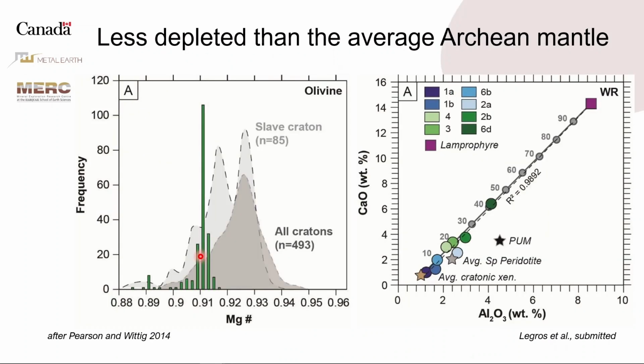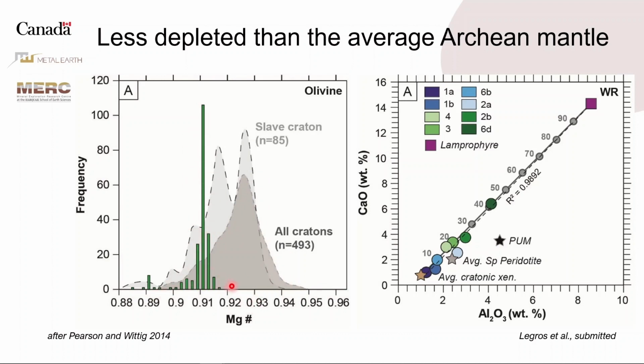The first hint to see that our samples were remobilized was the analysis that we did on olivines. This is the one on the left here. You have the Mg number, and this is what we could expect from usual cratons. So you have all cratons here from the literature and the Slave Craton. And this is the data that we have for Elliot Lake.